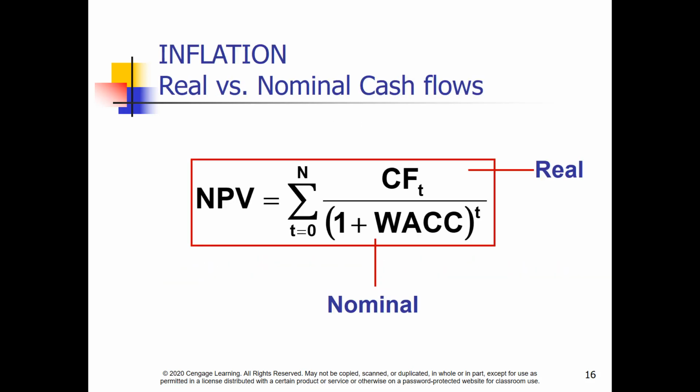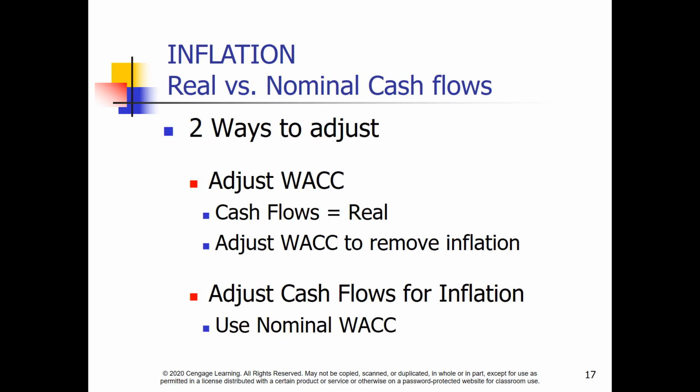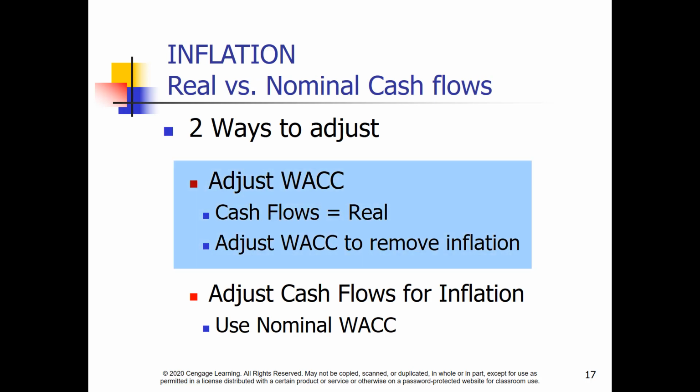Real cash flows have no inflation adjustment. The nominal cost of capital has inflation built in. There are 2 ways to adjust for inflation. Adjust the weighted average cost of capital to remove inflation. While this might seem like the easiest way, change one number, it implicitly assumes that all cash flows, all line items, are affected by inflation in the same way. And we know this isn't true.